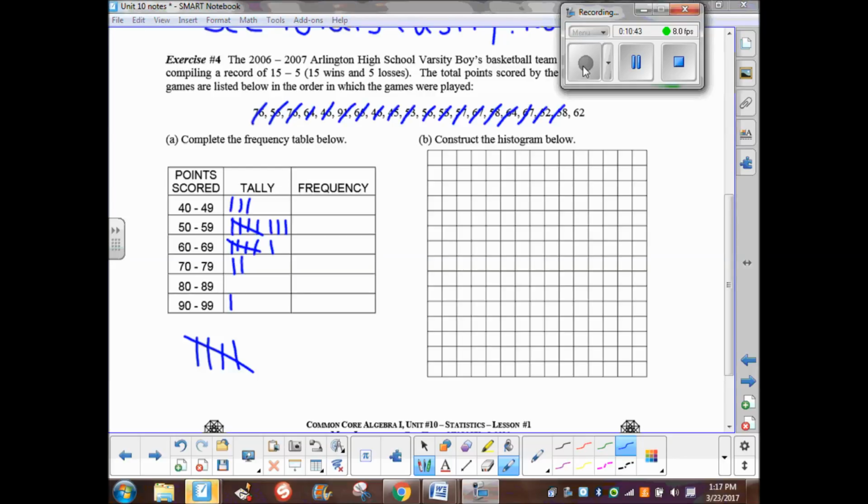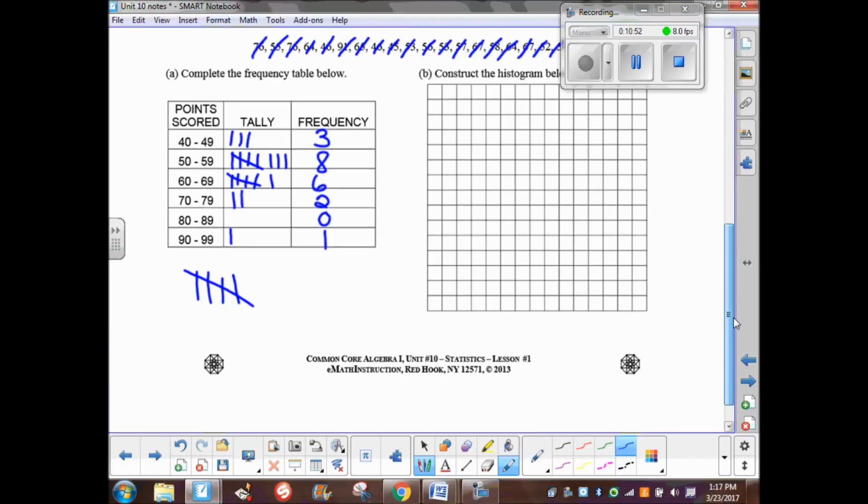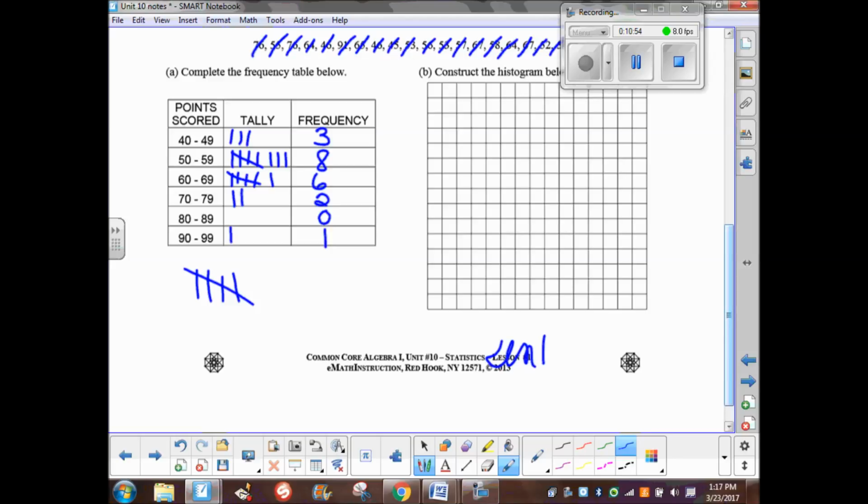All right, so we're going to fill in that frequency column: 3, 8, 6, 2, 0, 1. Now to construct a histogram, we're always going to put our intervals down on the x-axis, and we're going to put our frequency along the y-axis. We're going to put 0 in the corner there. Now, there weren't any games between 0 and 39 points. So in order to take that into account, we're going to put a break in the graph.